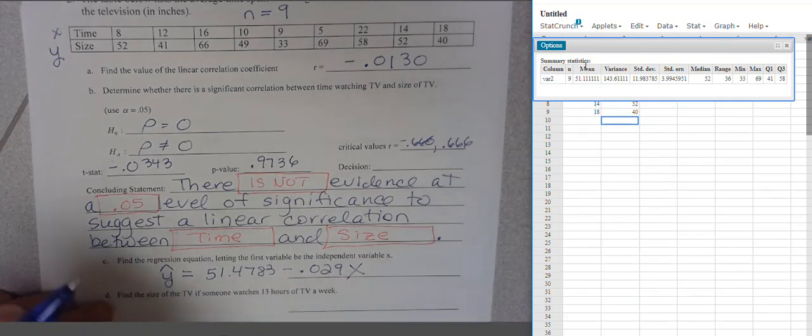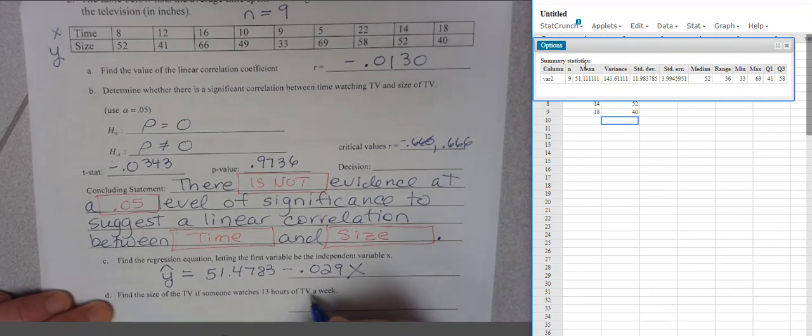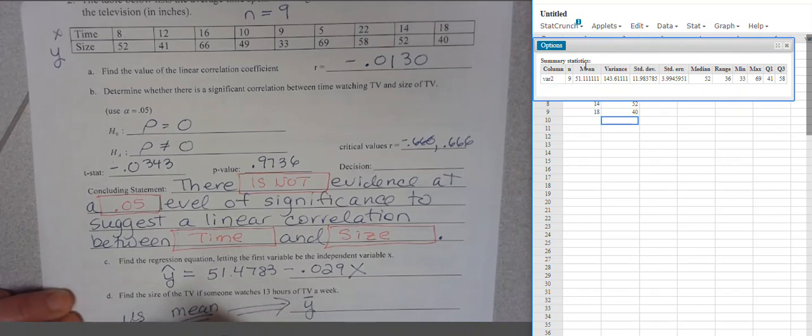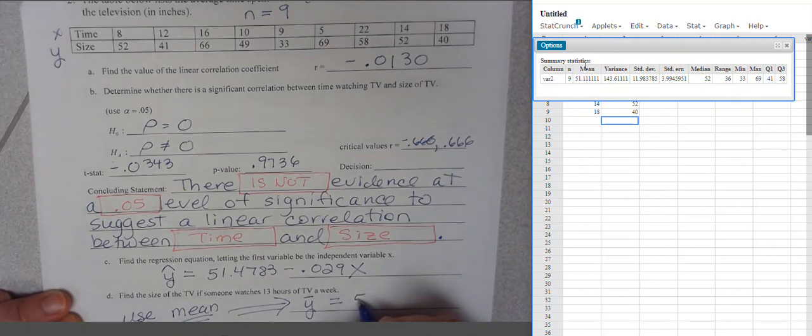So we would just say our Y bar, that's the mean. We're going to use the mean here, which is equal to 51.11.